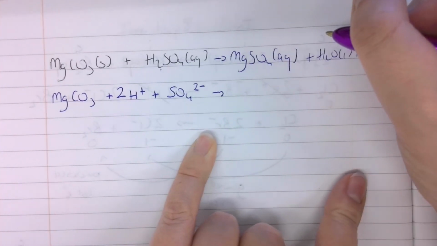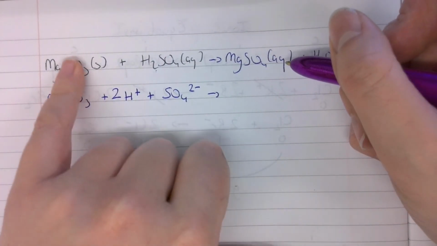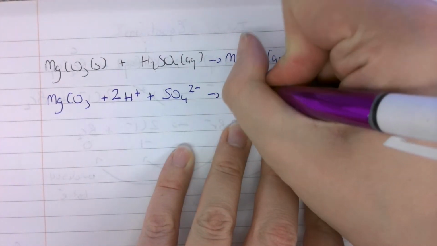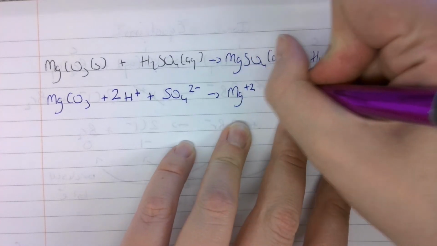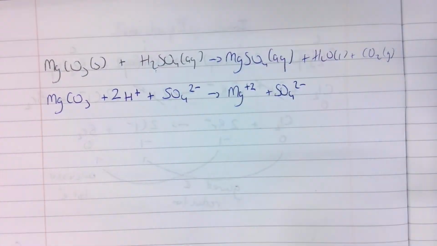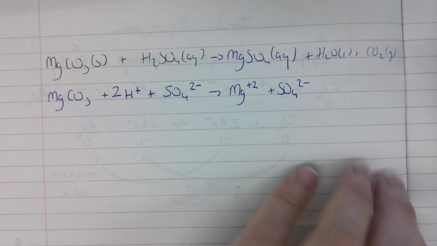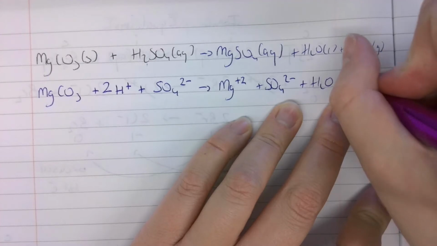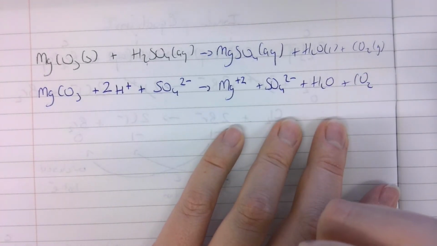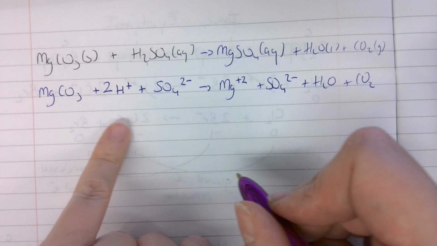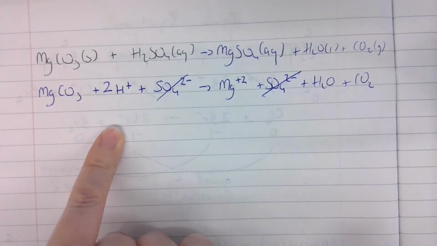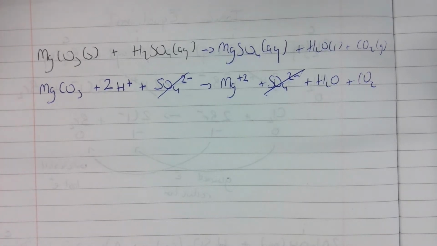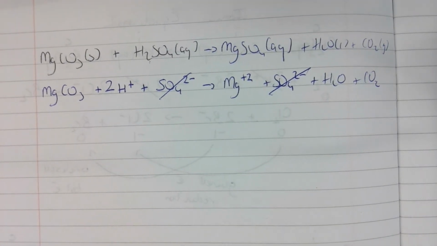I get to the other side, I've got magnesium sulfate. This time it's aqueous. So I've gone from solid to aqueous. This ionic compound will split up. Magnesium is in group 2. It gives me plus 2 ions. Sulfate is SO4 2 minus. Again, you don't split up your polyatomic ions. That stays intact. And then I've got H2O and CO2, which remain unchanged because they are covalent. Cancelling was the same on each side, SO4 and SO4, and the rest of it, what remains, is going to be my ionic equation.